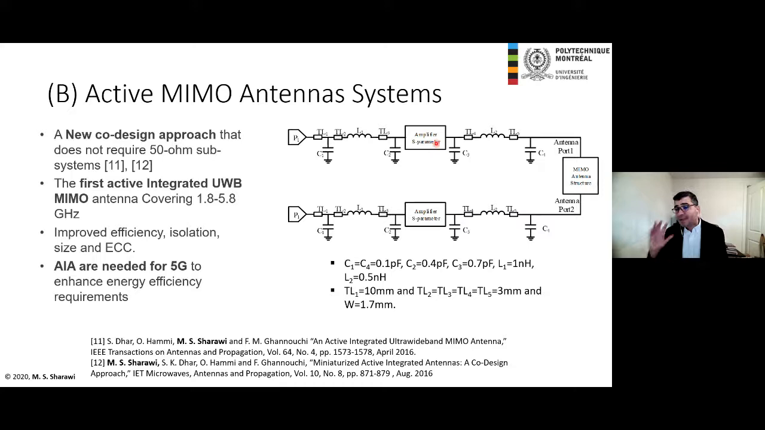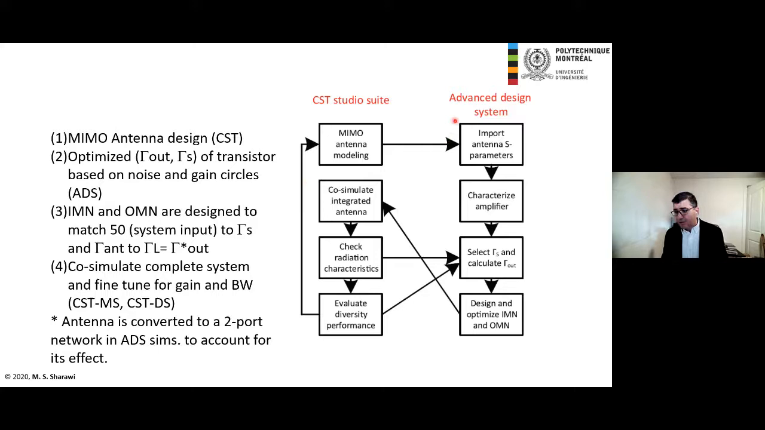Rather than just focusing on the antenna, we should not ignore the previous stages. And just assuming 50 ohm here and 50 ohm there is not always the best and the most efficient. So we proved this in several works that AIA is needed for 5G and will provide better efficiencies when we do the co-design approach. The co-design approach that we came up with followed this kind of flow chart. I'm not going to go over it in detail because it's highlighted in our previous works, but basically we need to optimize the MIMO antenna systems along with the active amplifiers and then integrate them in a proper way following design rules so that we can have a better, more efficient antenna system. And when I talk about antenna system, I mean the overall system, the active part and the passive part.